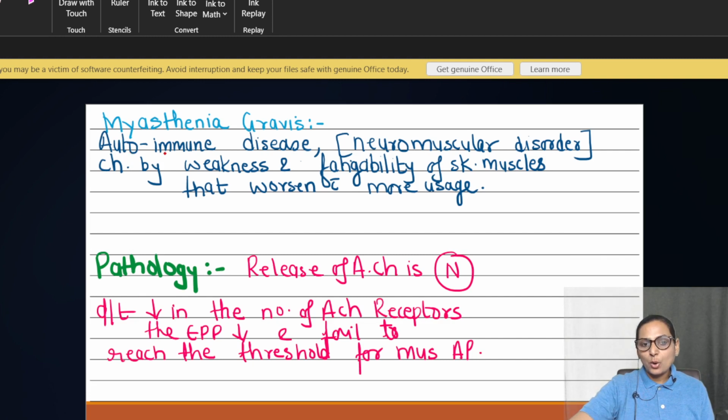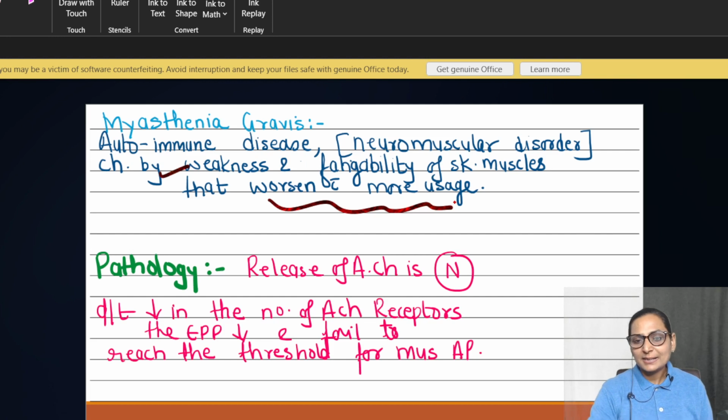Myasthenia gravis is an autoimmune disease, basically a neuromuscular disorder, characterized by weakness and fatigability of the skeletal muscles, which worsens with more usage. Like in the case history I gave you in the beginning, the patient said she has more difficulty in chewing non-vegetarian food, and the moment she takes rest, she feels better and can chew again, right? What is the pathology?